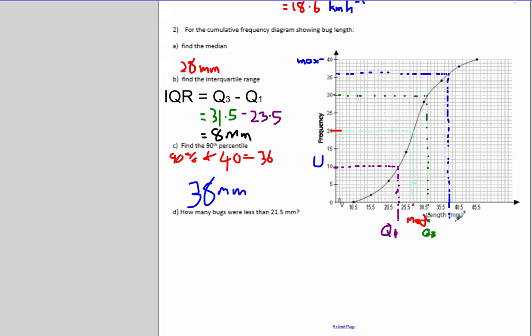How many bugs were less than 21.5 millimeters? That's easy. Just go to 21.5. Let's see, where's 20.5? Yeah, it's pretty messed up, this. So 10.5, 15.5, 20.5, 21.5 is about here. Read across and down, I'm just doing it roughly. Again, you'd have a much better graph. So we're just going to here and reading across and down. So our answer should be about 7 bugs. So see, because 10's up here, 5's there, 7. Normally they allow plus and minus 1, but you'll have a much more accurate graph for yours.